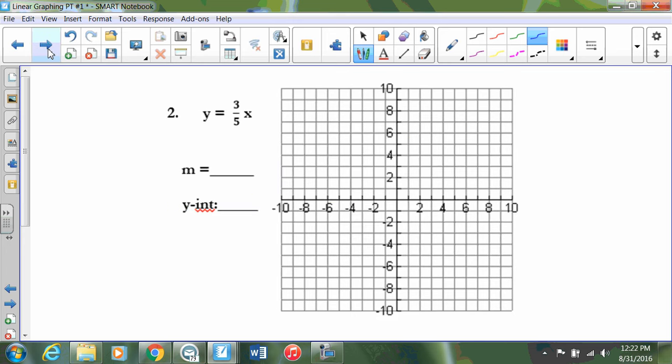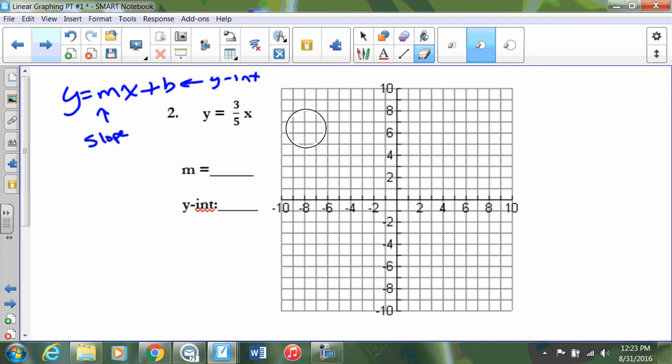This next one is also in slope-intercept form, but we don't see a b right here. Normally we're y equals mx plus b, where m is the slope and b is the y-intercept. But in this case, we don't see a y-intercept. So if we don't see it, it's 0. We could actually write right here, y equals 3/5 x plus 0. So the y-intercept would be at 0. We put the point right here.